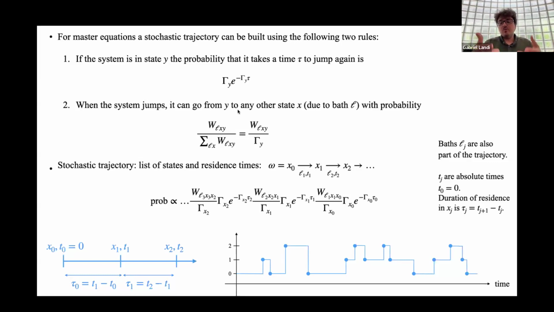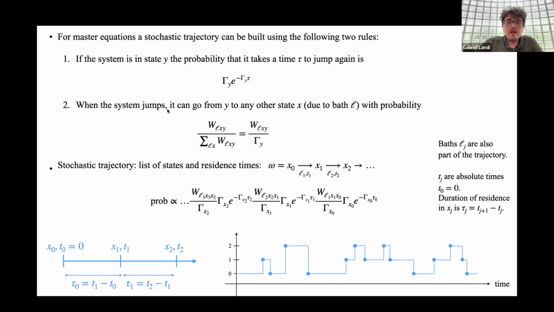To say, for example, you want to simulate this trajectory, we only need 2 rules to do this. Rule number 1, whenever the system is in a state Y, the probability that it will take a time tau for it to jump is given by an exponential distribution with this rate gamma Y. So the residence times in each state are exponentially distributed.